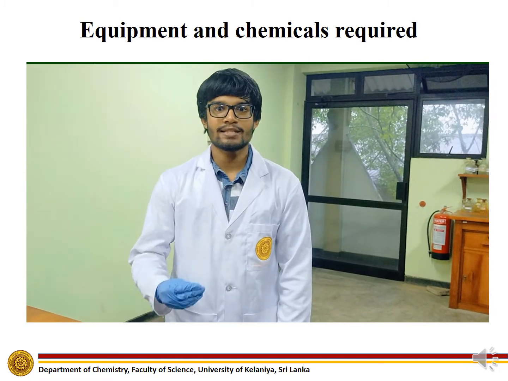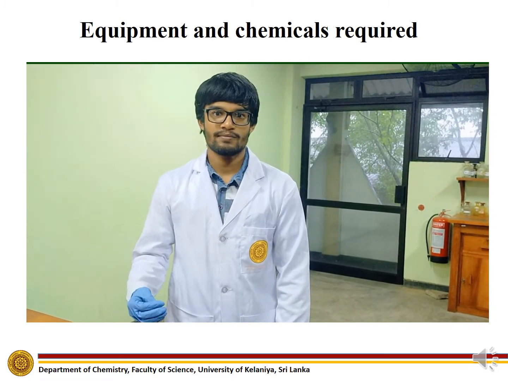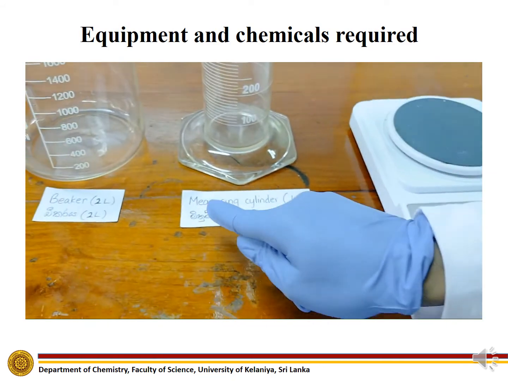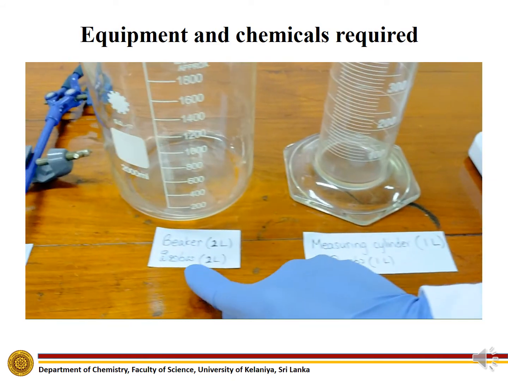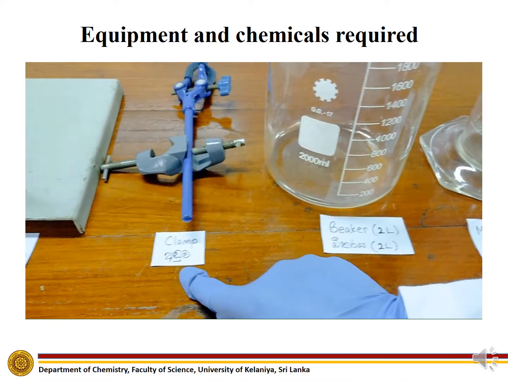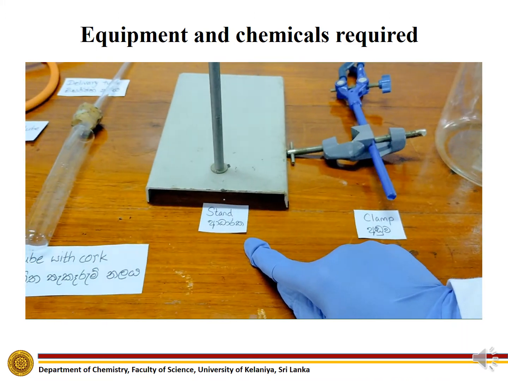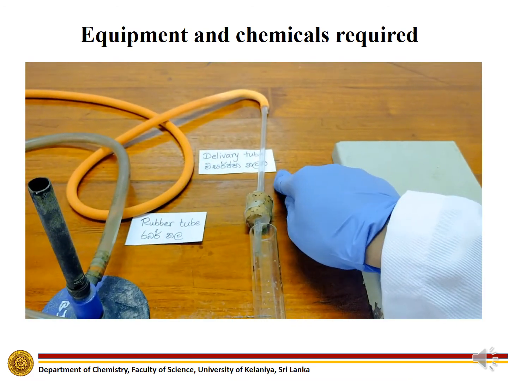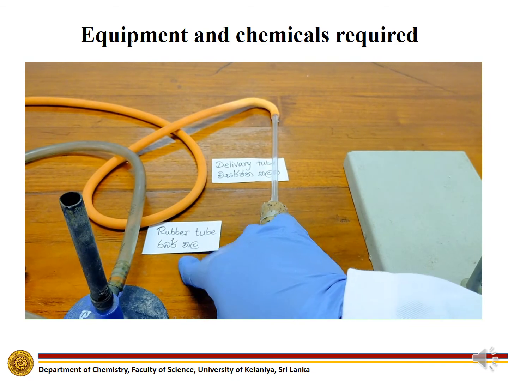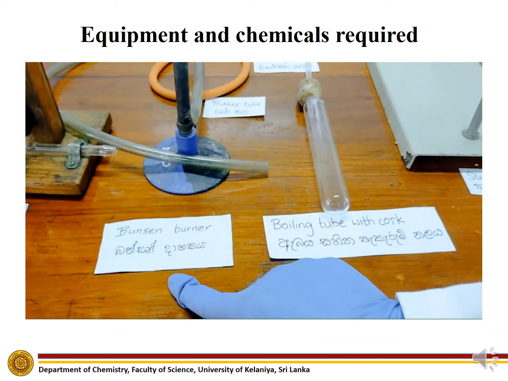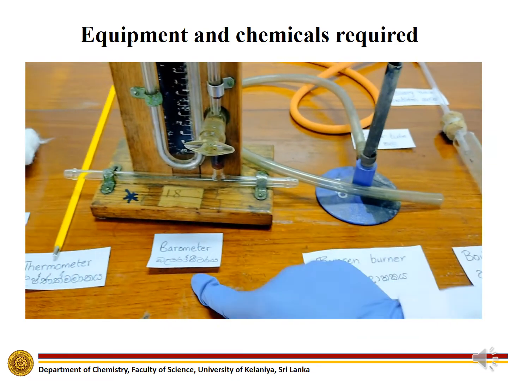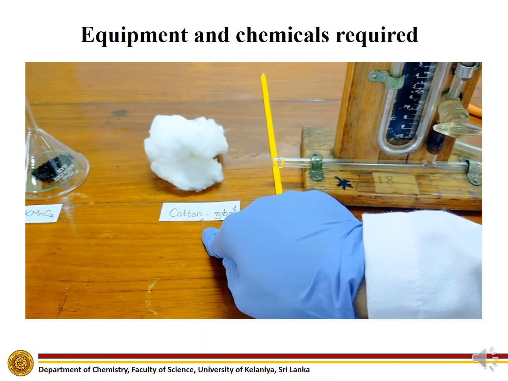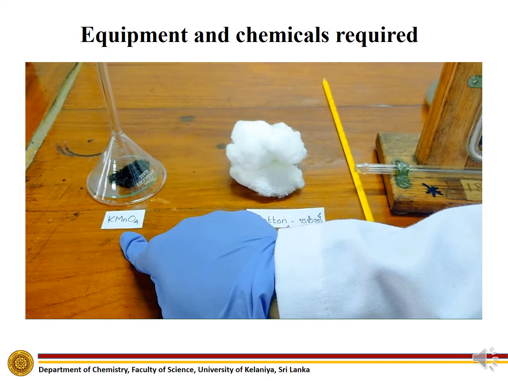These are the chemicals and equipments needed for the experiment. Electronic scale, measuring cylinder, beaker, clamp, stand, boiling tube with cork, delivery tube, rubber tube, Bunsen burner, barometer, thermometer, cotton wool, potassium permanganate.